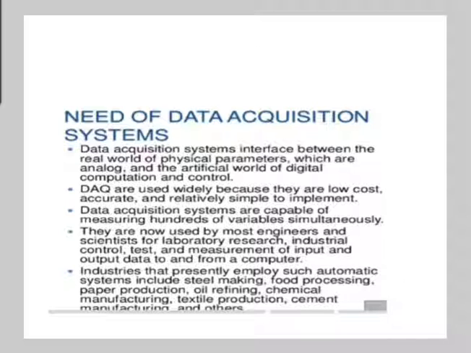And data acquisition systems are capable of measuring hundreds of variables simultaneously. They are now used by most engineers and scientists for laboratory research and industrial output data and for a computer. Also, one more need is that industries that presently employ such automatic systems include steel making, food processing, paper production, oil refining, chemical manufacturing, textile production, cement manufacturing, and others.